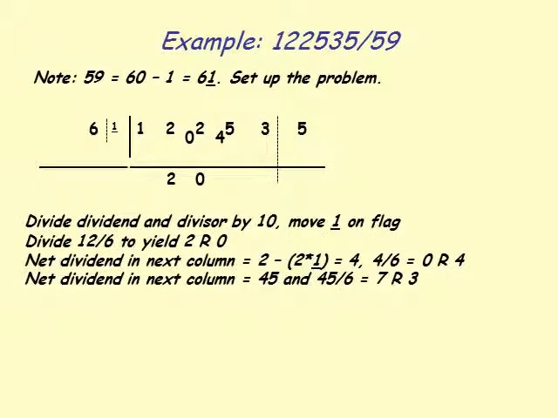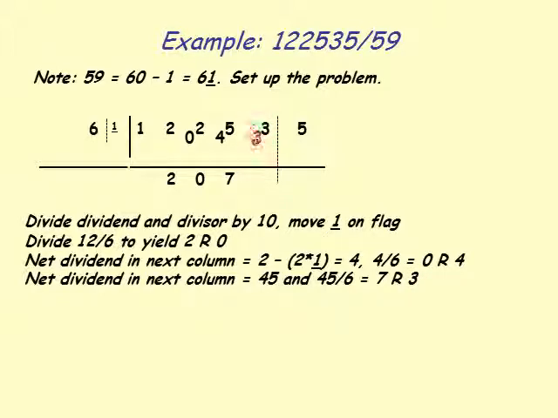Okay. In the next column we have 45 here plus the adjustment due to the 0 times the flag digit. So 45 minus 0 is still 45, and we divide 45 in this column by 6. I got 7, remainder 3. Let's continue here. So we get 7, remainder 3.